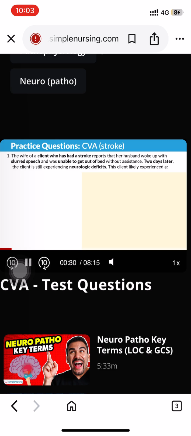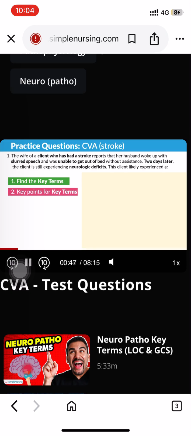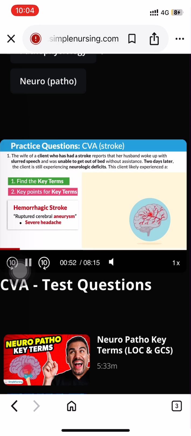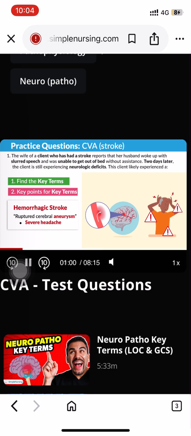Okay, following our question breakdown strategy. First, always look at the key terms in the question. So the client had a stroke in the past. They have slurred speech and they're unable to get out of bed. And 2 days later, still experiencing neurodeficits. Now, the second thing, think of a few things you know about those key terms. Now, this sounds a lot like a new stroke, but not a hemorrhagic stroke, that brain bleed, as this type of stroke typically presents with a severe headache as the brain swells with blood. And this question did not state a headache.